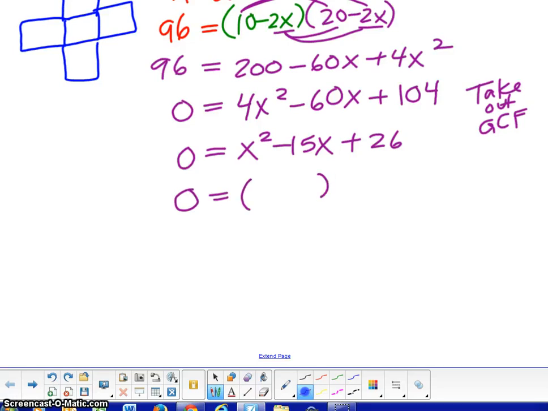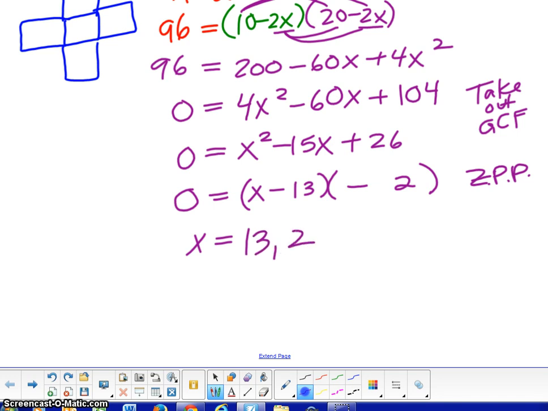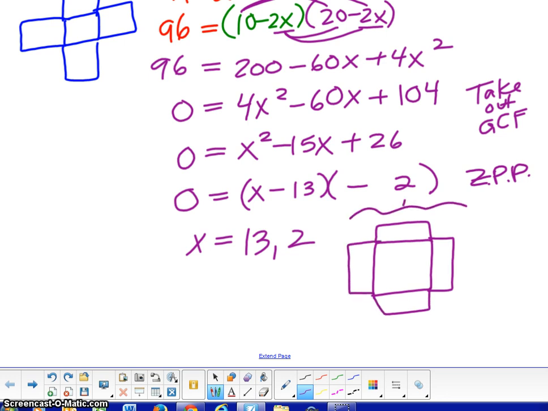Factors of 26 that will give you 15 are 13 and 2. Both have to be negative, so then x, after using the zero product property, is going to be 13 and 2. Okay, now let's relate this back to our picture. And we have this rectangular piece, looks something like this. And the whole side from here to here was 10, and this was 20.